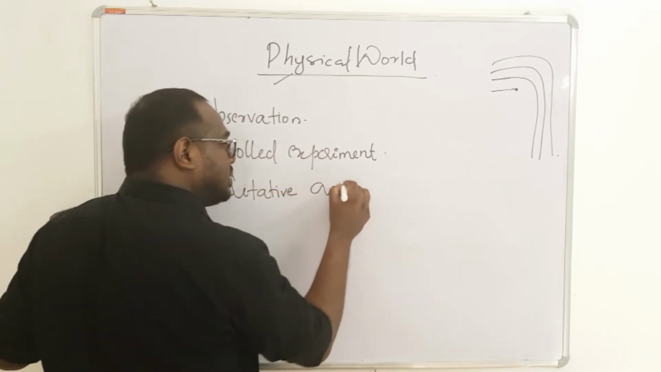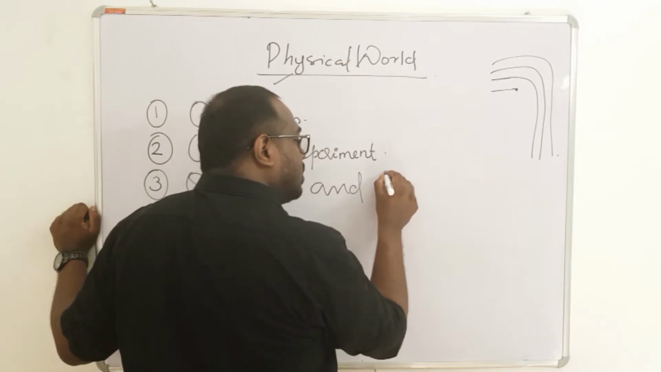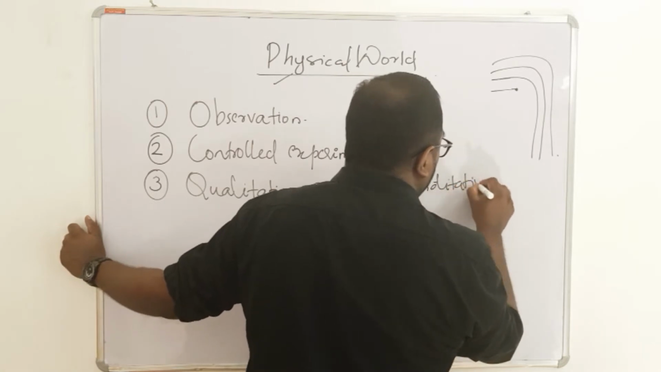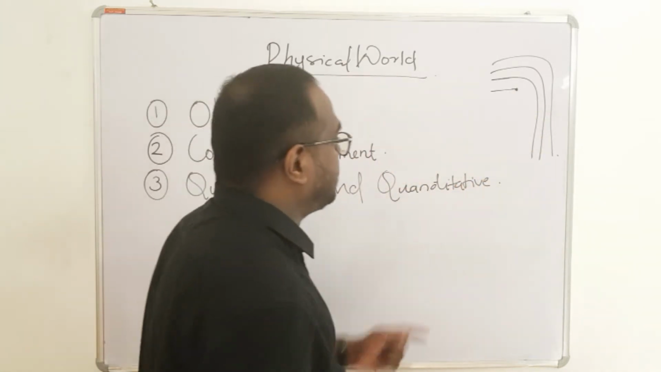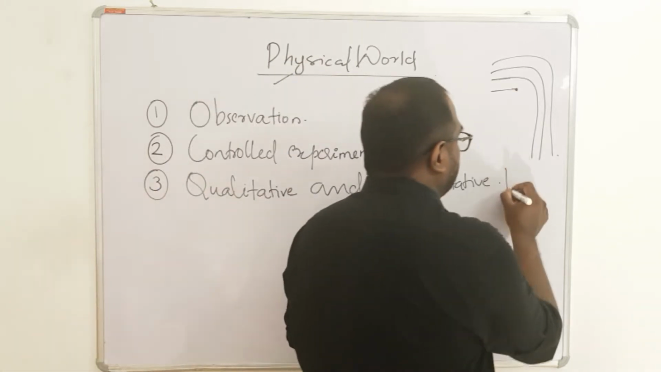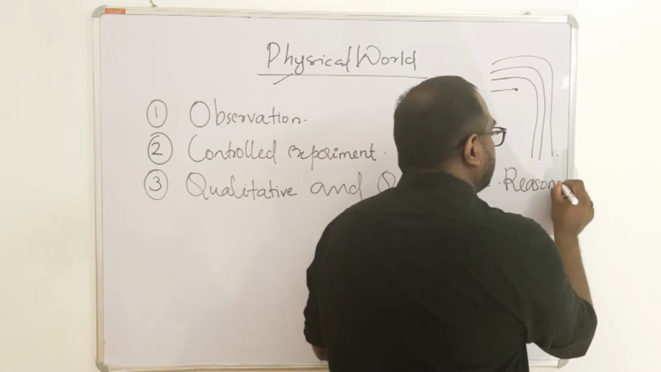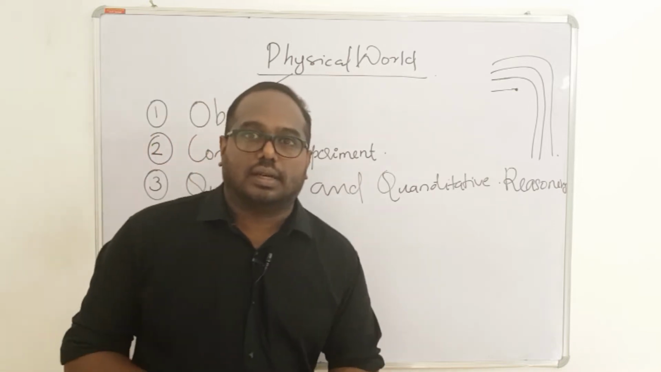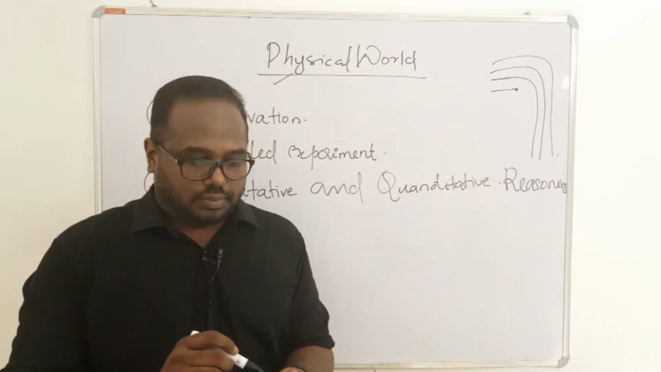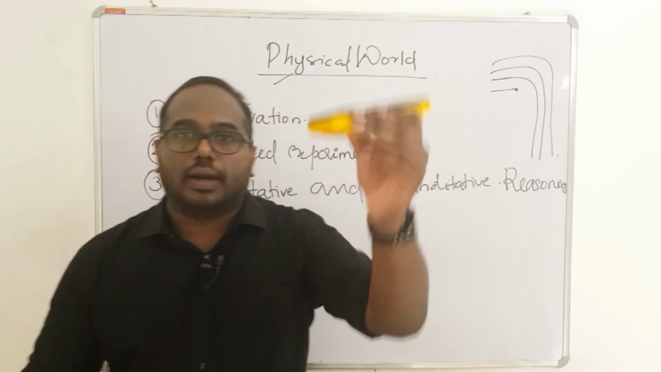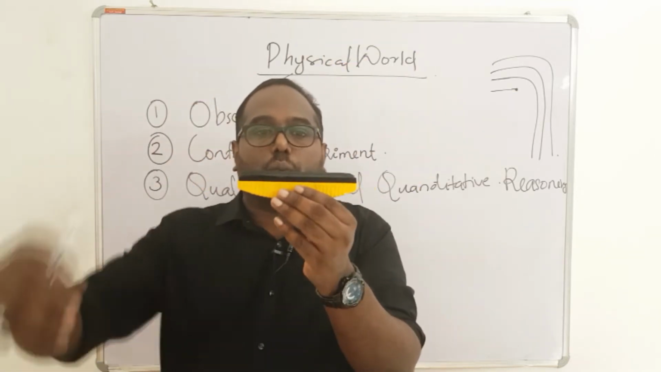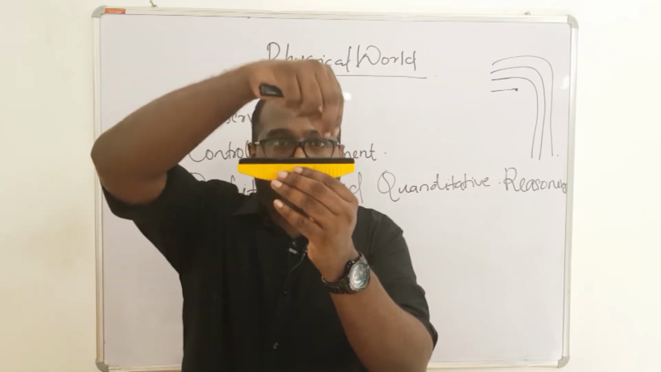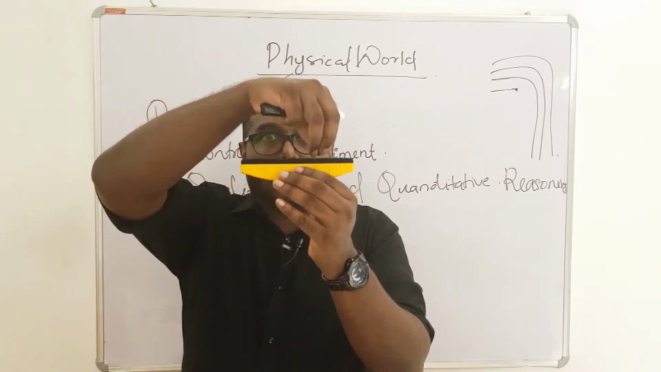The third one is qualitative and quantitative reasoning. You have to give a quality reason and a quantity reason. I will explain that. From the laboratory, you found that if you pour water on a leveled surface, it won't flow, right? Imagine a drop of water is here. What happens? It will stay stationary there, right?